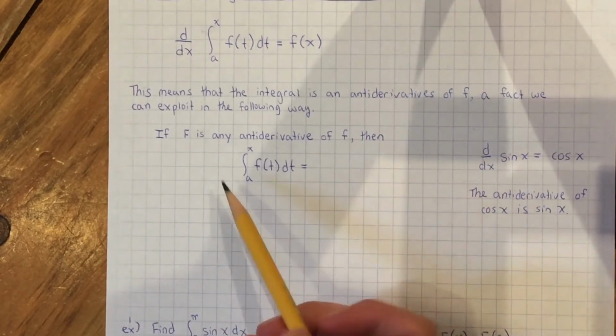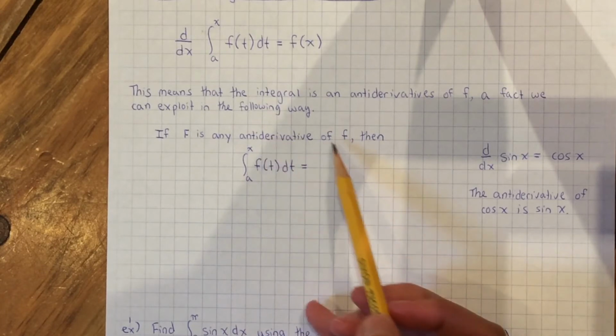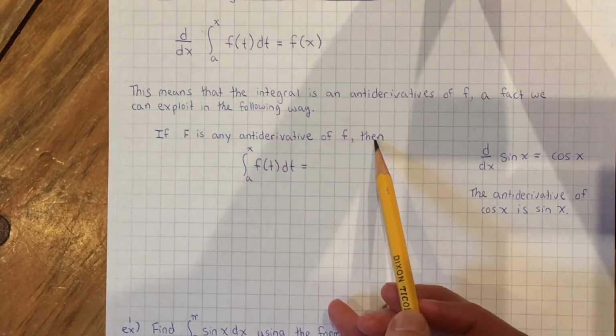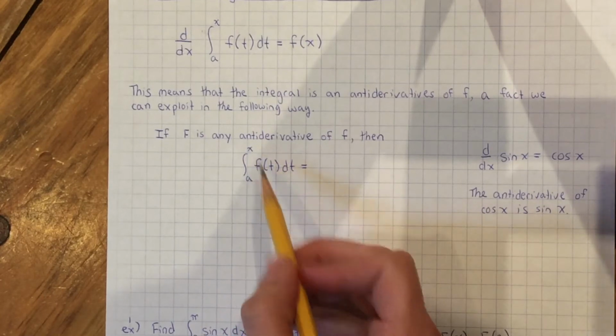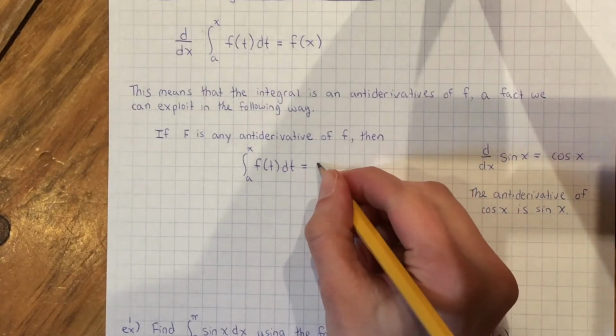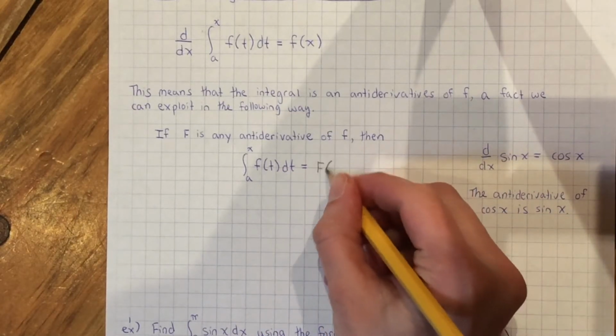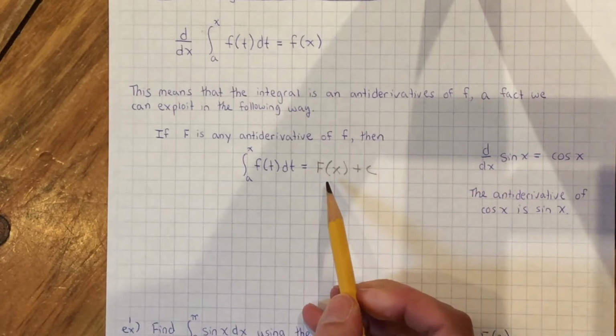So we have capital F, which is any antiderivative of lowercase f, then if we have this function from a to x of f of t dt, that'll be equal to F of x plus c. Capital F is the antiderivative.